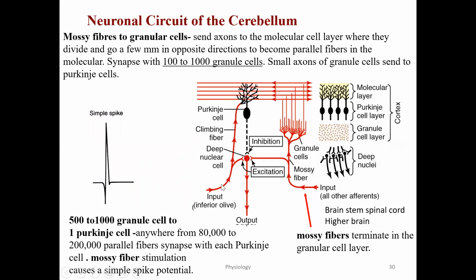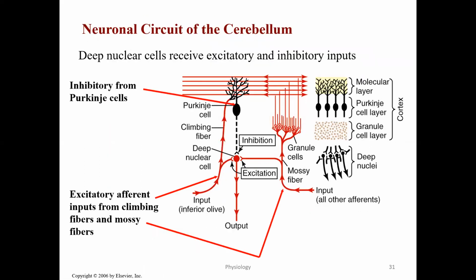About the mossy fiber: they connect first to the deep cerebellar nuclei, sending the excitatory signal there. Instead of going directly to the Purkinje cells, they first connect to the granule cells, and these granule cells give rise to the parallel fibers, which then connect to the Purkinje cells. The most important thing is that the mossy fiber gives rise to the simple spike, because 5 to 1,000 granule cells synapse with one Purkinje cell. That is the indirect connection toward the Purkinje cells, which gives rise to the simple spike.